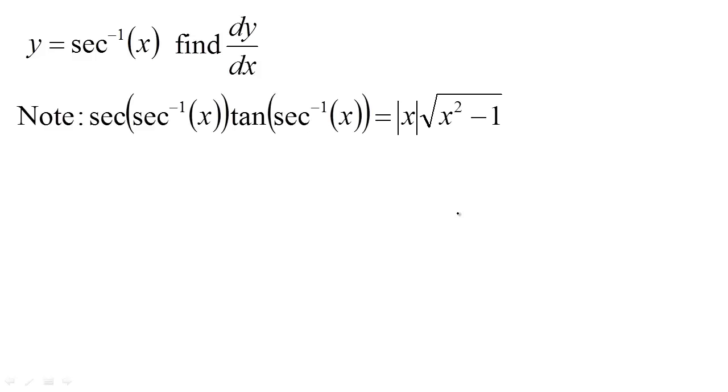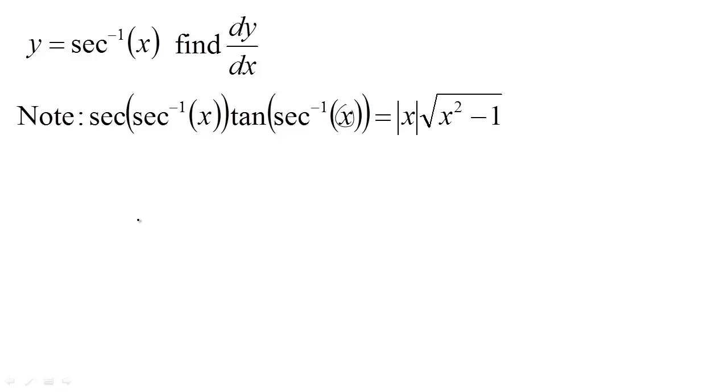There's an identity that we need, that the secant of the secant inverse of x times the tangent of the secant inverse of x turns out to be the absolute value of x times the square root of x squared minus 1. You get this absolute value because there's some fancy footwork going on here. See, the secant inverse always gives you an angle between 0 and pi, but then if you take the tangent of an angle between 0 and pi, sometimes it's positive, sometimes it's negative, and it depends on what the ratio is. So the original ratio x here is, and so that's why the absolute value comes up. So that one's a little bit tricky.